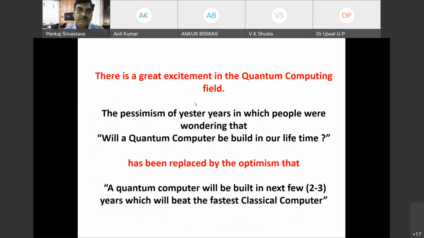This statement is 2-3 years old, but it's still valid. There is a great excitement in the quantum computing field. The pessimism of yesteryears, in which people were wondering whether a quantum computer will be built in our lifetime, I mean, my lifetime. Of course, in your lifetime, it will definitely be built. That has been replaced by the optimism that a quantum computer will be built in the next few years, which will beat the fastest classical computer. I think this has already happened.